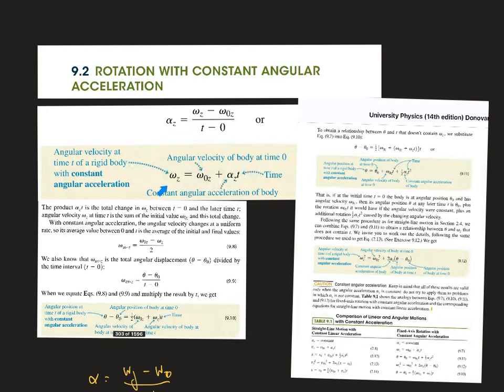We did it before when we used a instead of alpha, v instead of omega, v0, etc. So omega z of t, which depends on t, is the initial velocity plus the change, and the change is alpha times t. I did it here. Let's go downstairs.